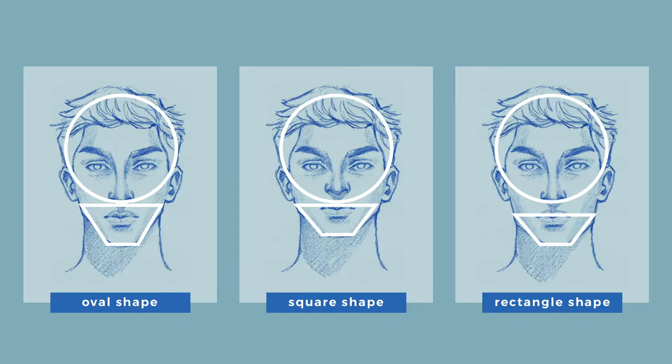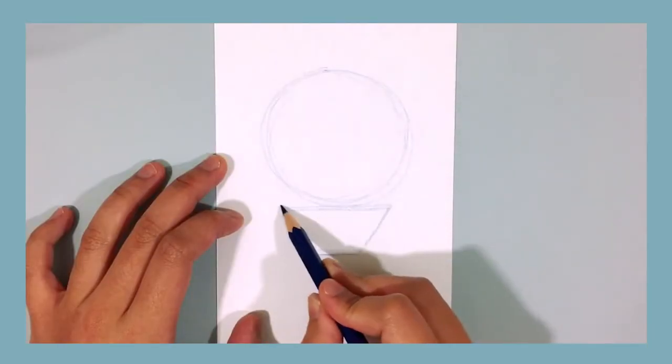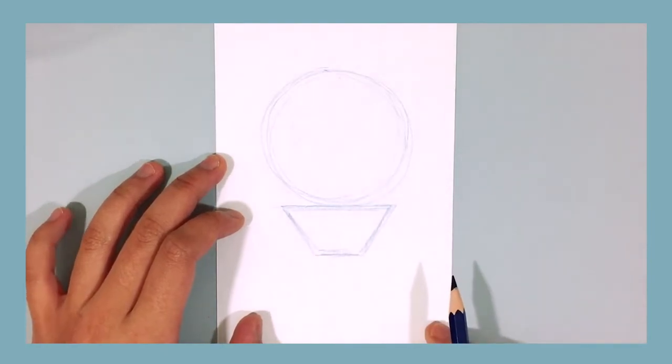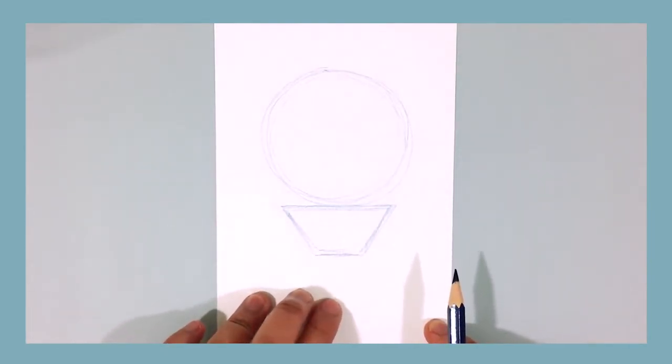And you can also increase the distance of the short trapezium to the circle to create a rectangular face shape. For this demonstration, we are going to use a circle and a tall trapezium combination to create the common oval face shape.